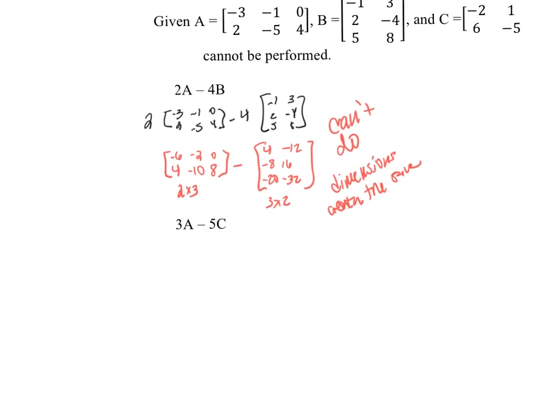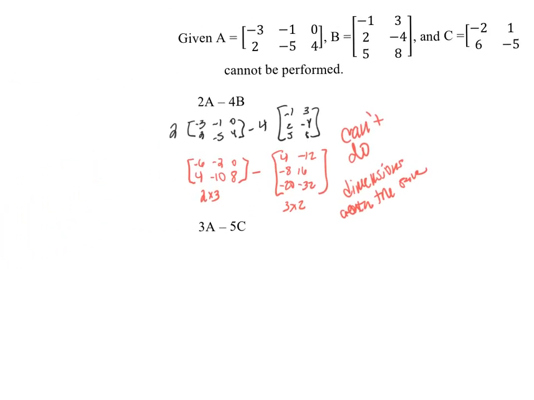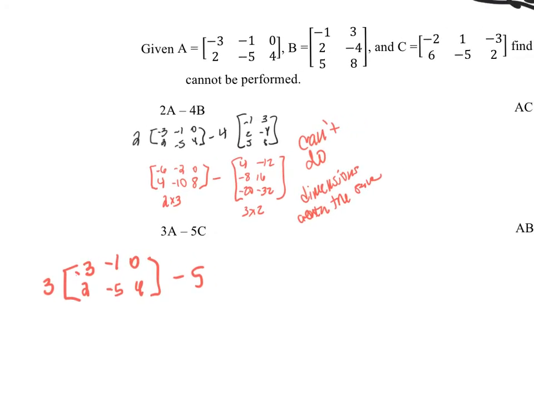So down here, I'm going to take 3 and multiply it by everything in the A. So 3, and then A is negative 3, 2, negative 1, negative 5, 0, 4, minus 5 times everything in C. So that's going to give me negative 2, 1, negative 3, 6, negative 5, and 2.